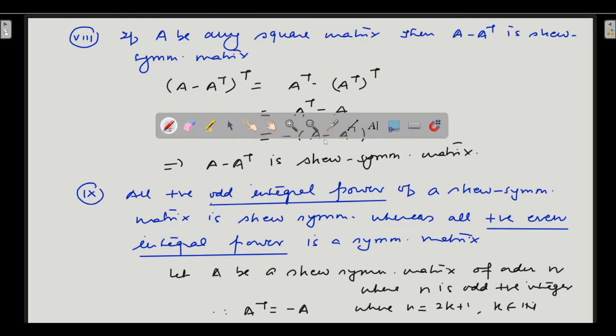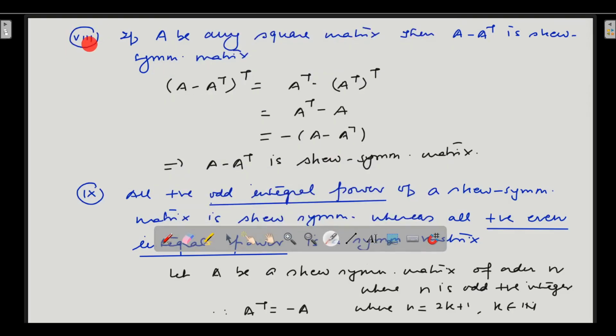Now there comes property number 8, which we will learn in the next class.